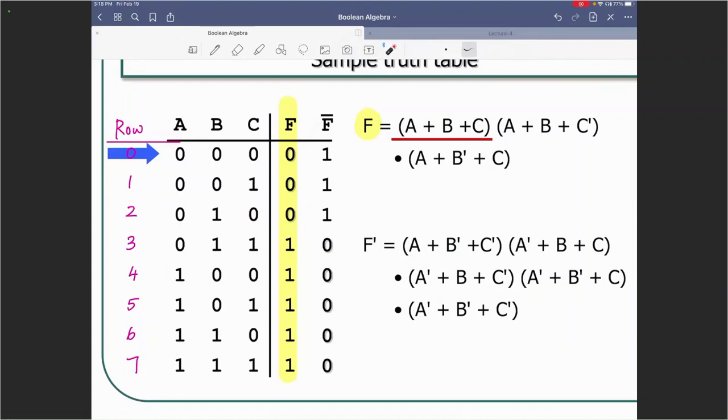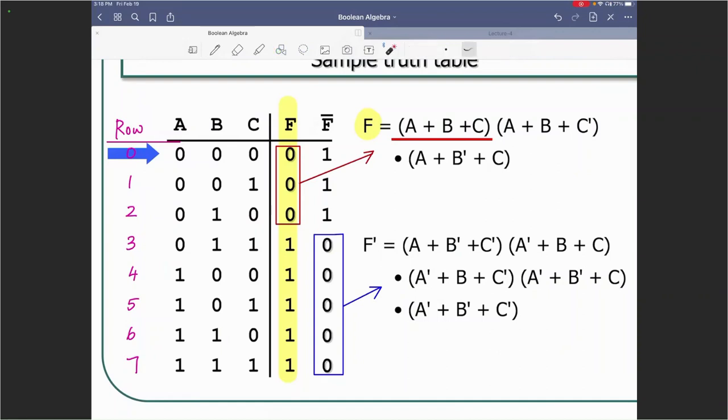So what is the max term for this position? That is row number 0. Well, it is A or B or C. So let me use the same way here. So these map to that. And then similarly, if you did this for F complement, where are the zeros? It's over there. 3, 4, 5, 6, 7. And that would be for F complement right there.